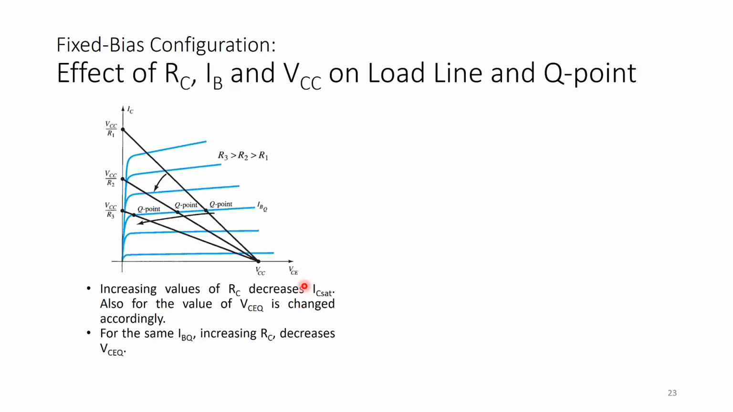Now let's have a look at what happens if we change RC. We know that RC sets VCE. So increasing values of RC, where R1 is smaller than R2 and R2 is smaller than R3, as we increase values of RC from R1 to R3, we find that IC set also decreases. And the value of VCEQ is also changed accordingly. For the same IBQ, because IB is not set by RC, IB is set by RB, increasing RC decreases VCEQ. So again, when you increase RC, there is that danger of approaching VCE set, which you would have to check in your design if you decide to increase RC.